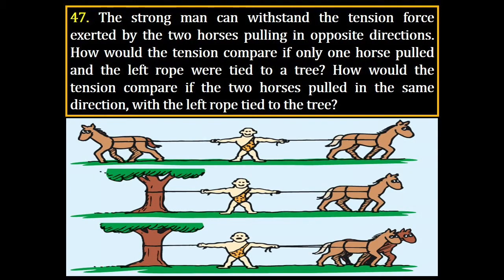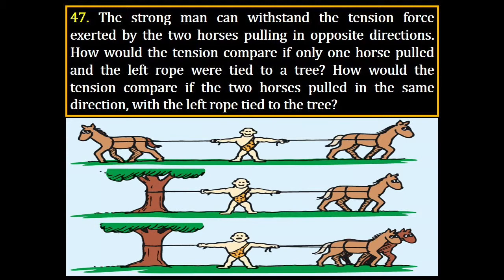The strong man can withstand the tension force exerted by the two horses pulling in opposite directions. How would the tension compare if only one horse pulled and the left rope were tied to the tree? How would the tension compare if two horses pulled in the same direction with the left rope to the tree? So, would there be any difference? Is the strong man exerting more force or less force or what the case may be? Remember, the strong man is attached to the tree.